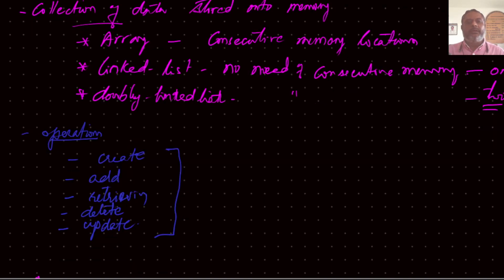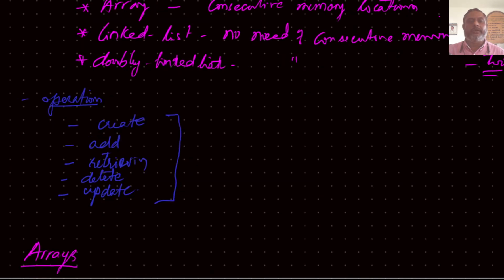So the operations that can be performed over the list are creating a list, adding new data to the list, retrieving data from the list, deleting data from the list, updating the data in the list. These are some operations we need to look at. So let's begin with the simplest way of implementation, and that's called an array.